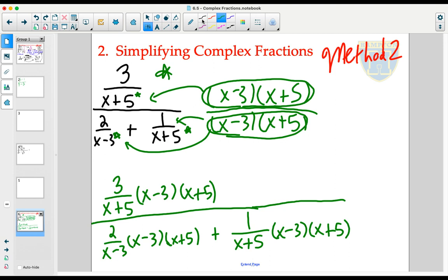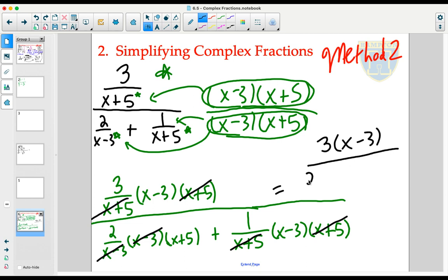Doing some simplifying, this x plus 5 will knock out that denominator. This x minus 3 will knock out that denominator. And this x plus 5 will knock out that denominator. And we get a simplified version of this rational expression of 3 times x minus 3 in the numerator and 2 times x plus 5 plus 1 times x minus 3 in the denominator.